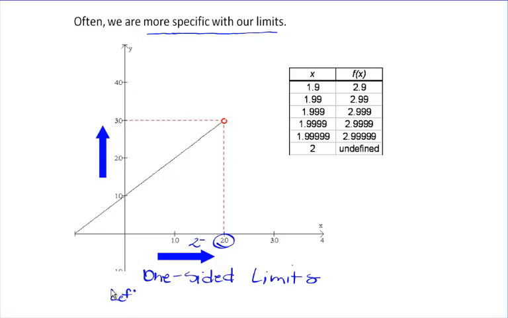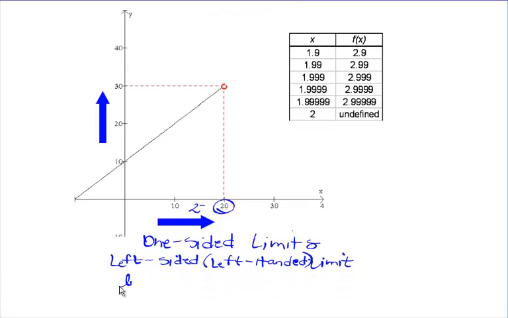So the left-sided, sometimes called the left-handed or left hand, both of those are equally correct names, limit, has a little bit different notation. And that's why I've been using that superscript. Here we would say the limit as x approaches 2 with a superscript negative means from the left. That's how we would say that. The limit as x approaches 2 from the left of our function. So we're approaching 2 from values less than 2. That's from the left along the real number line for the x-axis. The outputs are approaching 3. So the left-hand limit here is 3.